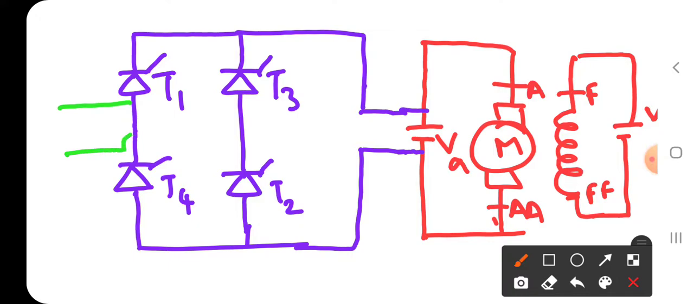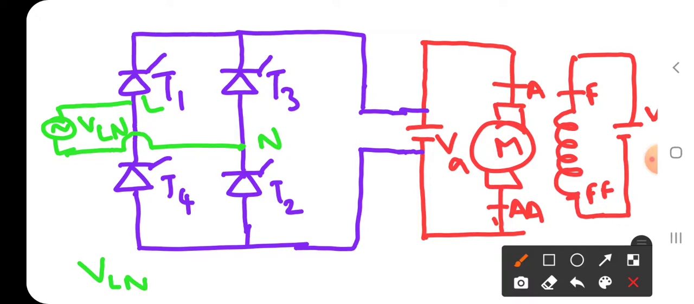The input voltage to the converter is single phase AC, VLN, where VLN is equal to Vm sin omega t. In the examination, if they ask you to explain the single phase fully controlled converter fed DC separately excited motor, you need to draw this circuit diagram.